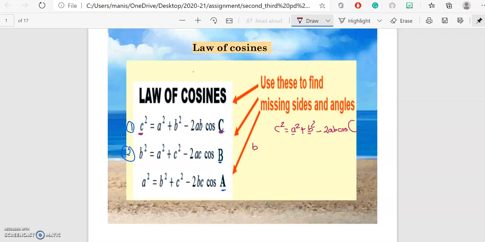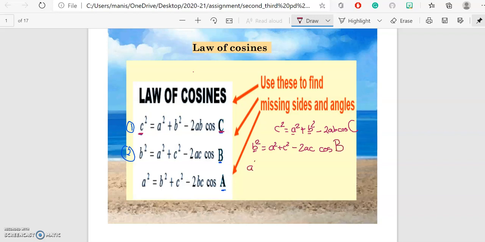Let's look at the second formula. b squared is equal to, now what letters are left? a and c. So a squared plus c squared minus 2ac cosine of what? Cosine of this letter over here, uppercase B.